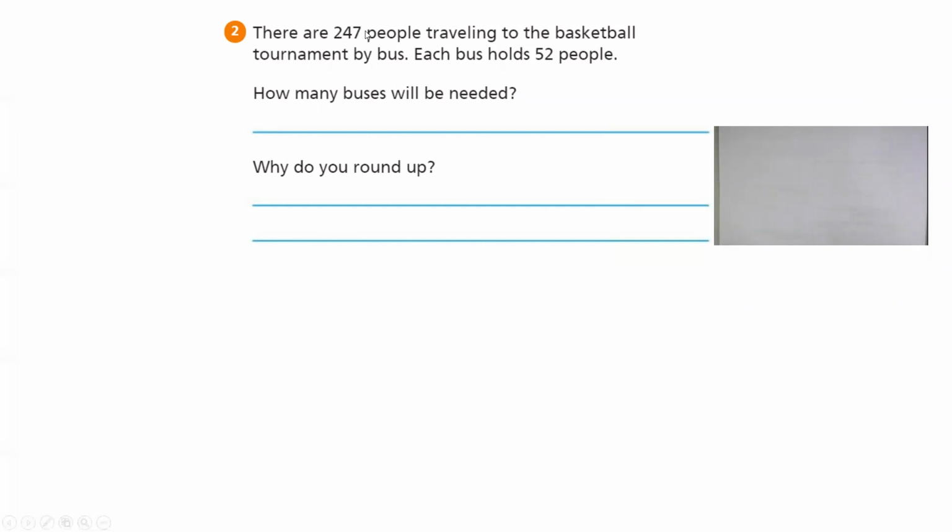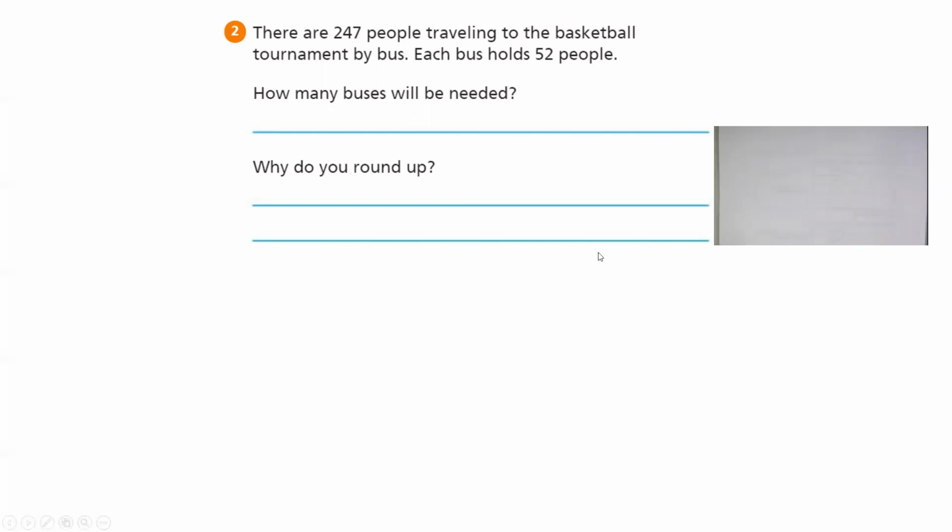There are 247 people traveling to the basketball tournament by bus. Each bus holds 52 people. How many buses are we going to have to get? So this was that first one that, remember I told you, we already started working on these kinds of questions, knowing what to do with the remainder, right?